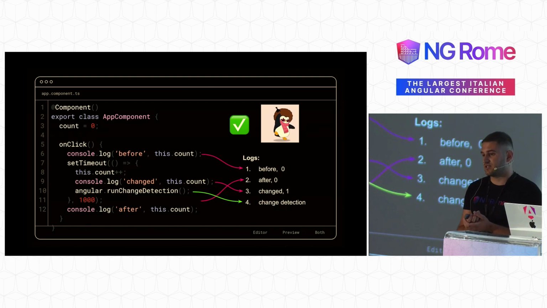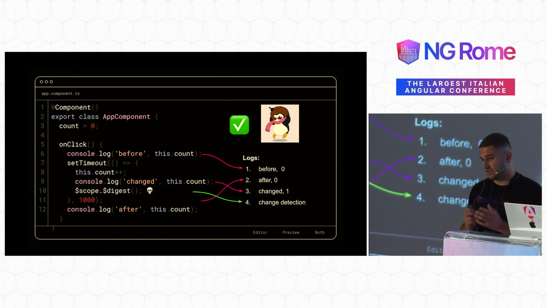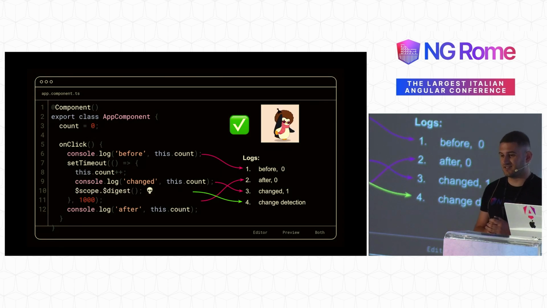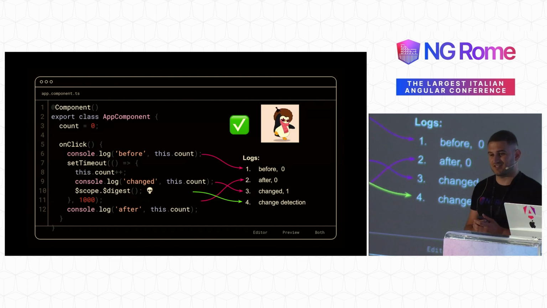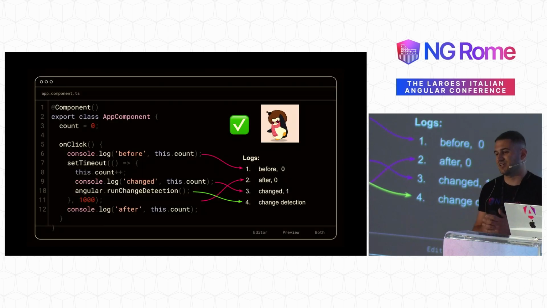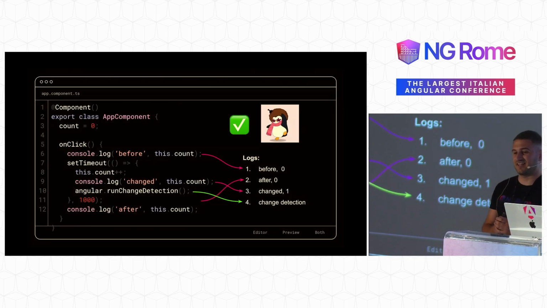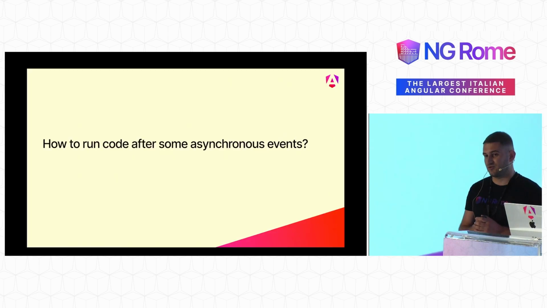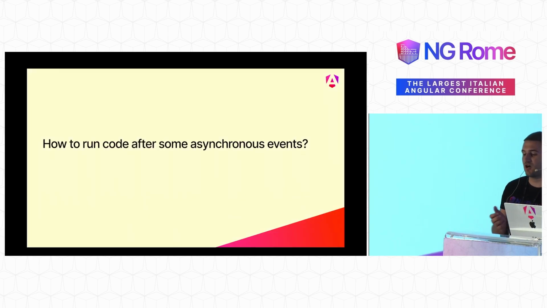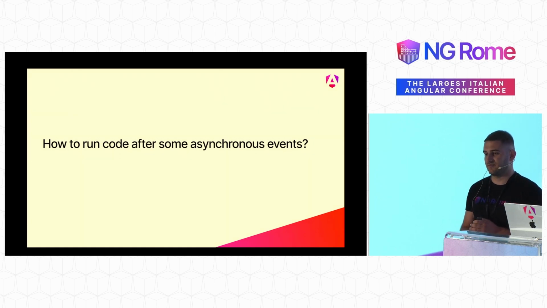So that, of course, will upset our users. And the best place to run that change detection would be after that setTimeout. So after everything has been updated, we need to run that. If you're familiar with AngularJS, it will be something like scope.$digest. But we're on Angular, so nothing like that exists. Or does it? So the question is how to run code after some asynchronous event.